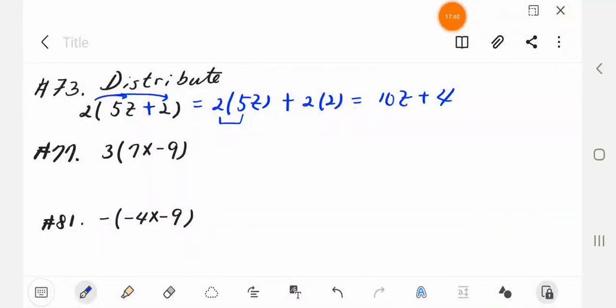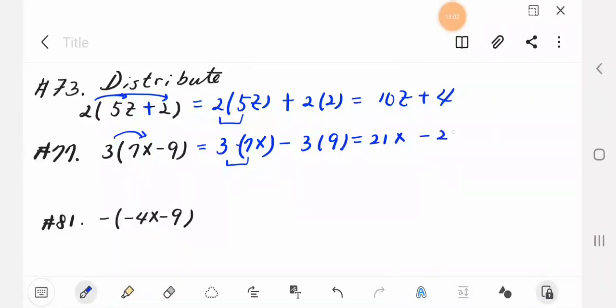Okay, number 77. 7x should be multiplied by 3. So multiply 3 and 7x, minus, multiply 3 and 9. Then multiplying these two, 3 times 7 is 21x, minus 3 times 9 is 27. Or we can use mental math. So 3 times 7 is 21x, right? And 3 times negative 9 is negative 27.